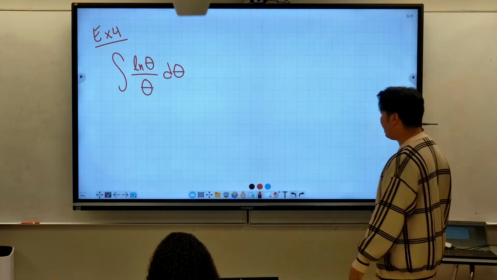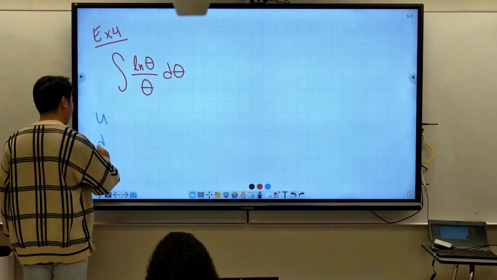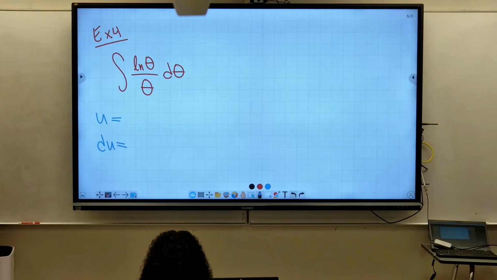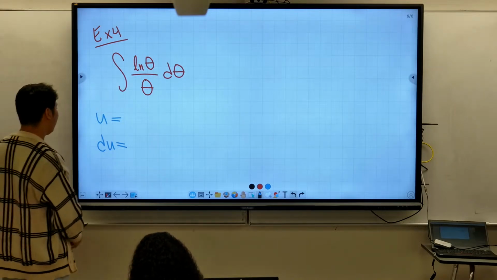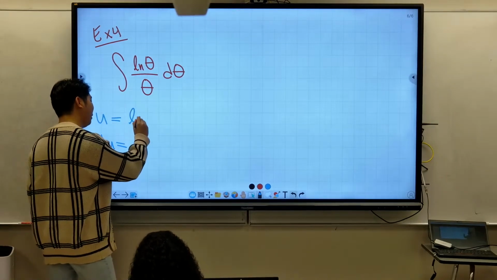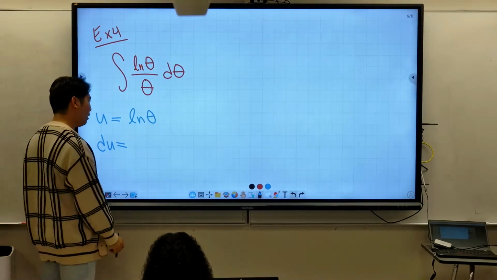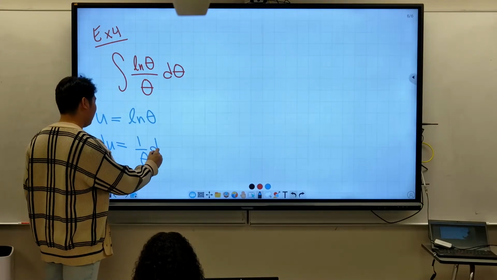So do I have any ideas about what I could possibly use for u, and hence du? Well, we're kind of limited on choices here. What do you think I could use here for u? Let's see what happens if I try natural log. Let's see if I let u be natural log of theta. What's the derivative of natural log of theta again? Yeah, 1 over theta d theta.